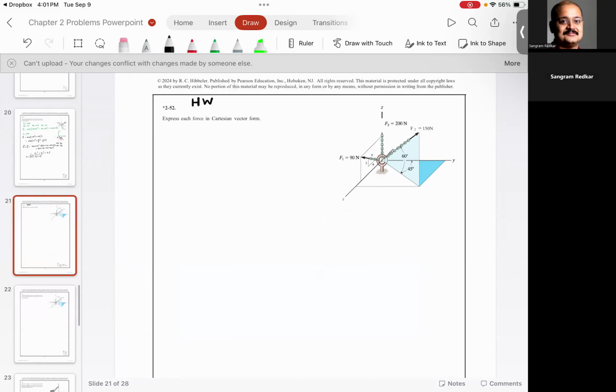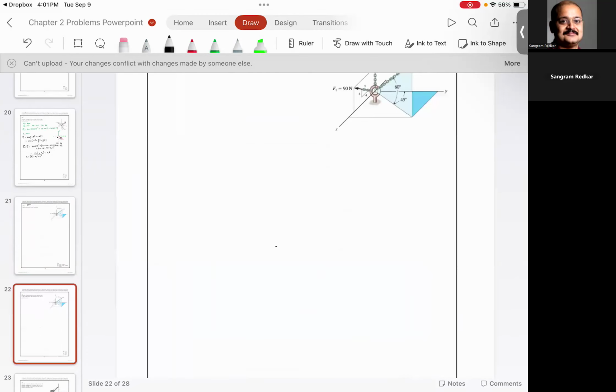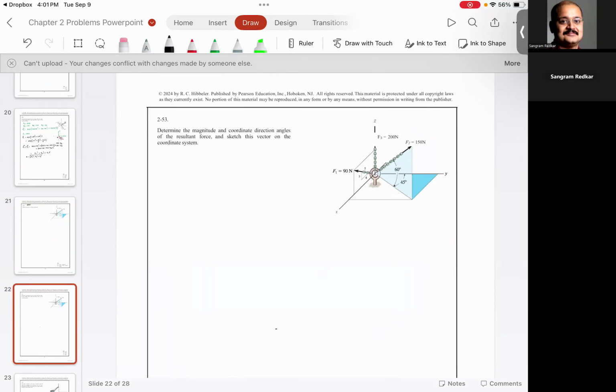But work out this problem. This is the same extension of the same problem. The only issue here is, after finding out the component of each and every force, you have to collect i's, collect j's, and collect k's. And then you'll get the resultant. To find the resultant, you have to find the square root of fx squared plus fy squared plus fz squared. Everyone understood this?